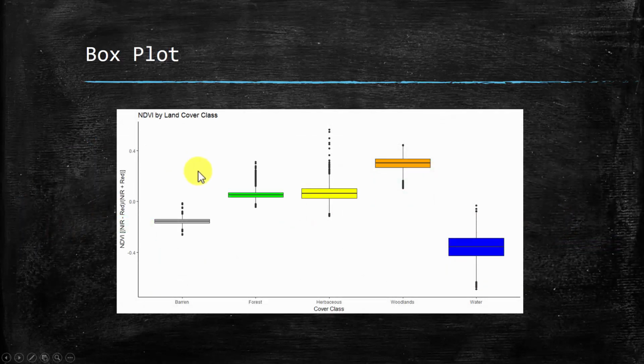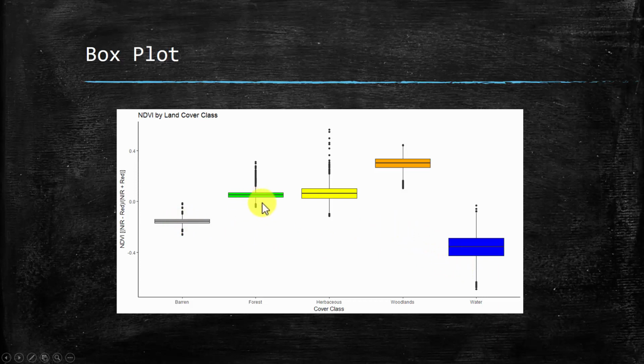Here's another example that's a remote sensing geographic example. Here we're comparing the normalized difference vegetation index, or NDVI, for 4 different land cover types. It looks like in this case, woodlands had the highest NDVI, and then forest and herbaceous areas were actually fairly similar, and barren areas and water were lowest, which makes sense for NDVI.